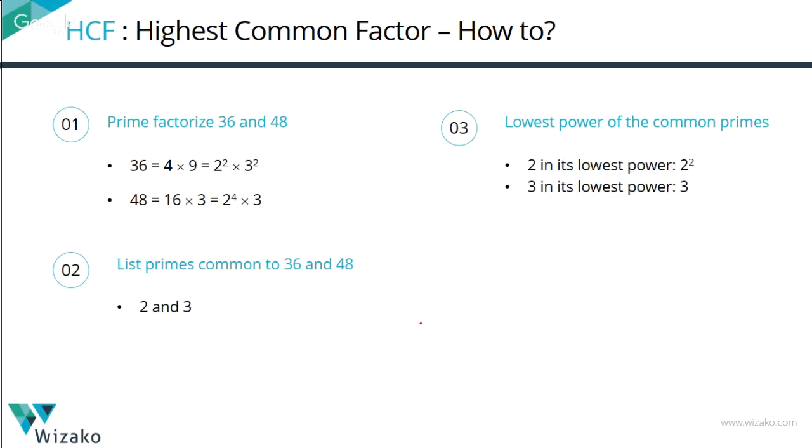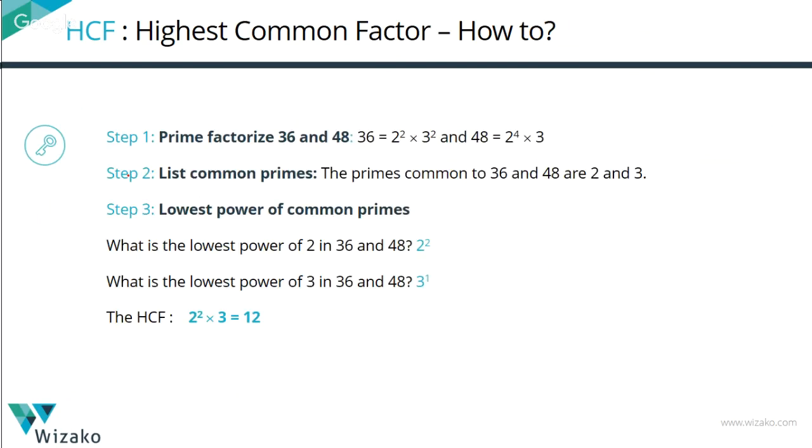Quickly consolidate this entire thing in a printed form. These are the 3 steps. First step to finding out the HCF is prime factorize the given numbers. Second step, pick only prime factors which are common to both these numbers.